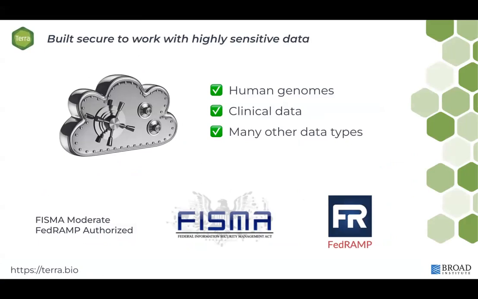And finally, to end with security, it's important to note that Terra is built to work with highly sensitive data. Centralized security means all of the components in the ecosystem exist within a FISMA moderate environment. This satisfies the security requirements for many controlled access data sets. Terra is also FedRAMP authorized as a moderate impact system with agency authorization. And you can find Terra listed in the FedRAMP marketplace.